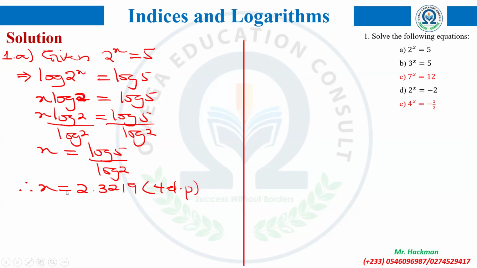So in actual fact, if the whole of this gave us 2.32, we would have written 2.32 there. Is that clear? But if it is more than 4 dp and you are approximating, you approximate to 4 dp.